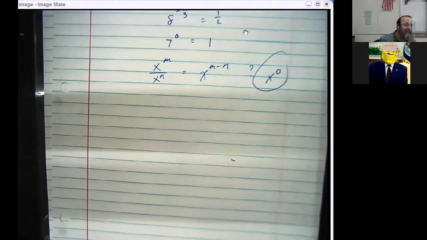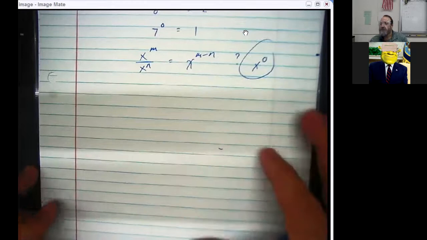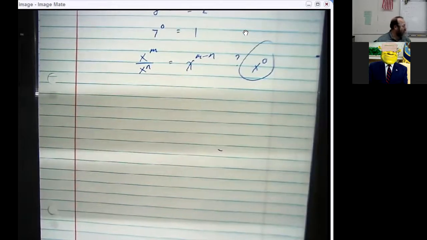That's why anything to the 0 is 1. So if you have 7 to the 0, it means you have like 7 to the 4th over 7 to the 4th. You're just applying that rule. A lot of people don't understand that. So at least we threw that one out there for a second.